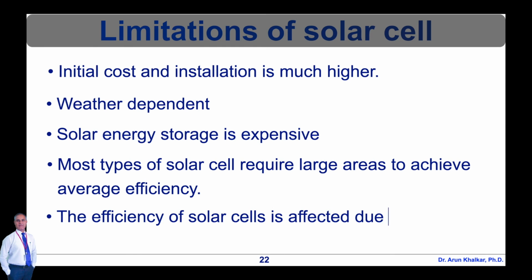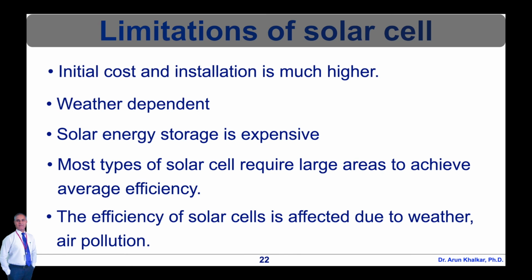Next limitation is that it is associated with pollution. Although pollution related to solar energy systems is far less as compared to other sources of energy, solar energy can be associated with pollution. Transportation and installation of solar systems have been associated with the emission of greenhouse gases.